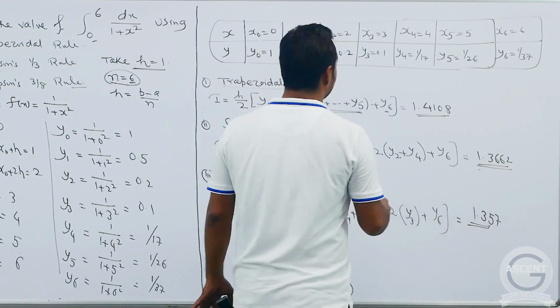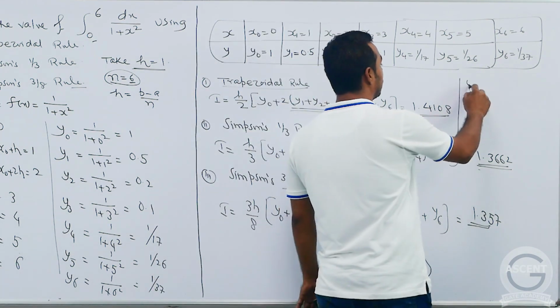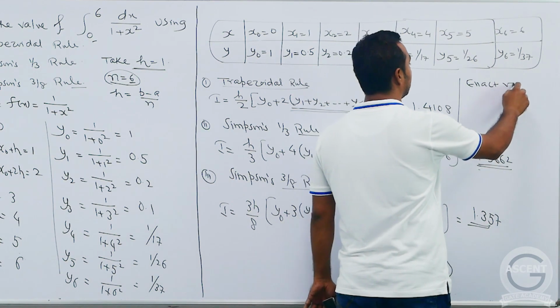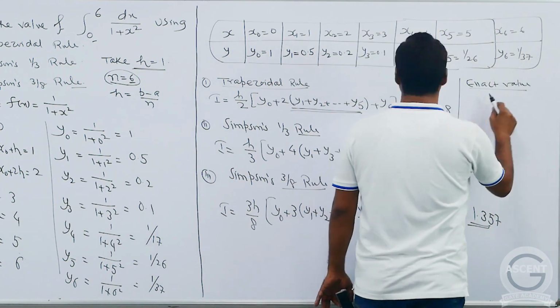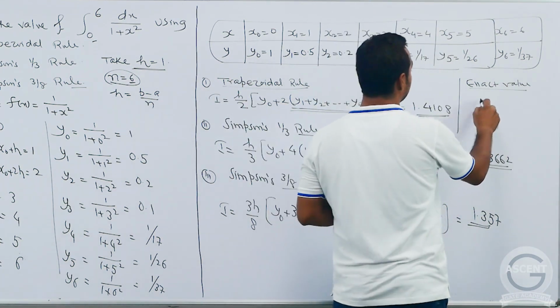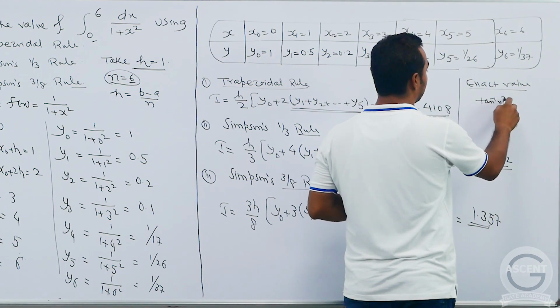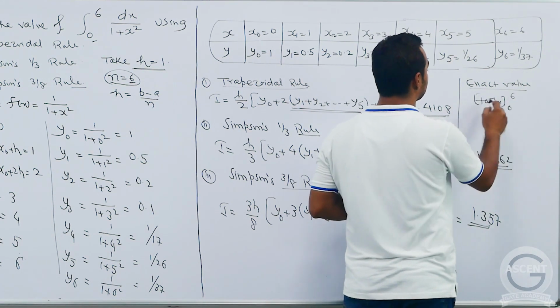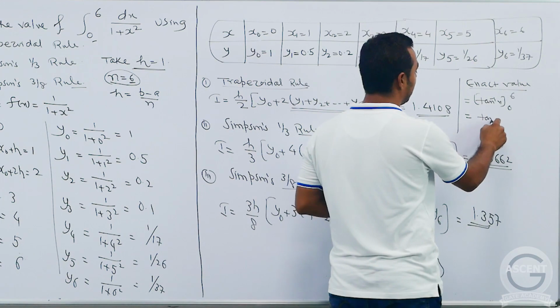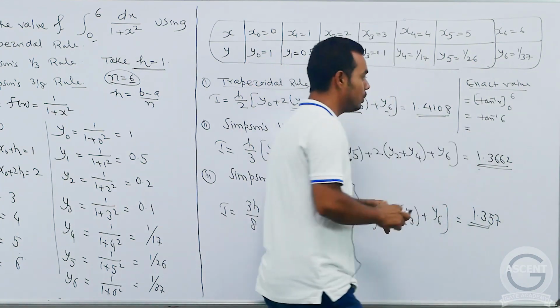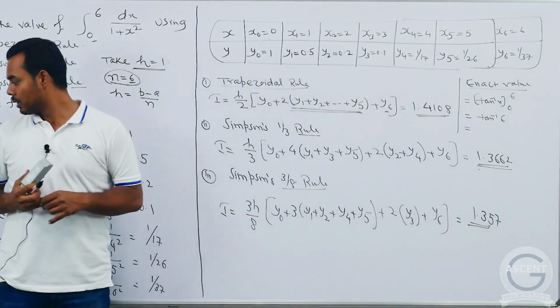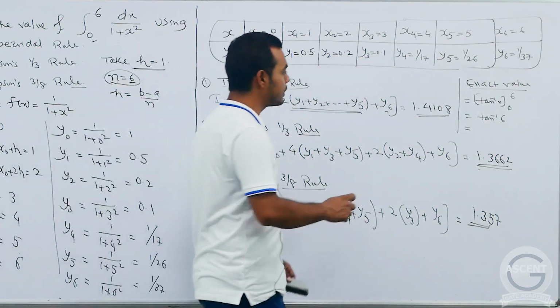Also if you want to calculate the exact value of this integral, then you can see that it is very easy to integrate this. The integral will be tan inverse x and the limit is from 0 to 6. So this will give us tan inverse 6. The value of tan inverse 6 is 1.4056.